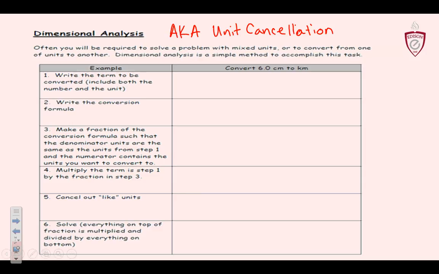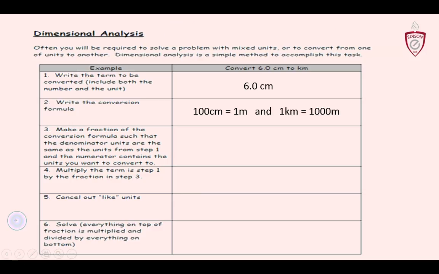You can't do both. Unit cancellation is what is going to happen here when we're converting something like 6 centimeters to kilometers. The first thing you've got to do is write the term to be converted, so what you started with, 6 centimeters. The next thing you've got to do is write some conversion formulas or equality statements. These kind of came from our last video. Common unit conversions like 100 centimeters is 1 meter and 1 kilometer is 1,000 meters. We've got to know that these are going to be steps along the way to get from centimeters to kilometers. And this whole technique is about setting it up right so that it mathematically works out.